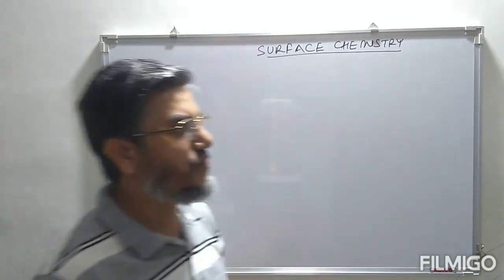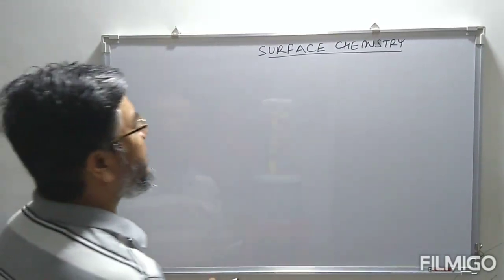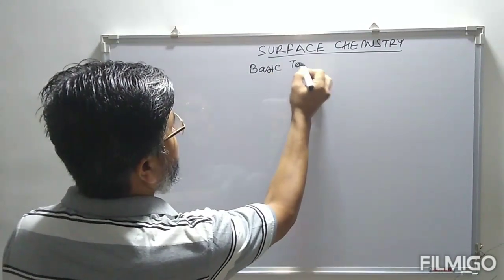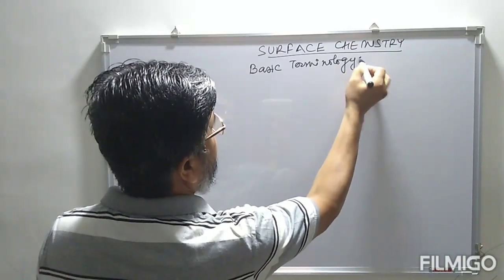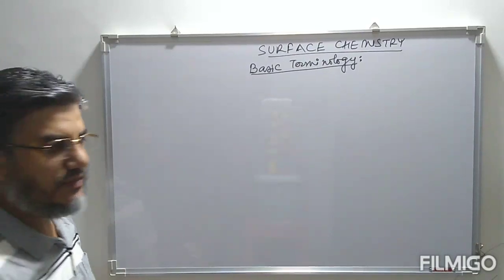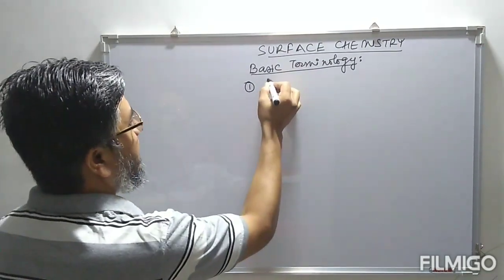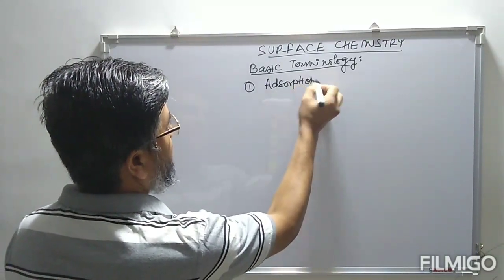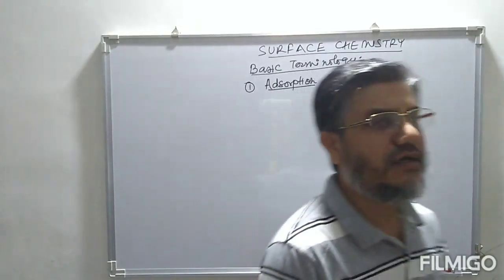Now in this surface chemistry, we have certain basic terms, basic terminology that is often encountered in surface chemistry. First one is adsorption. So we have a term adsorption.